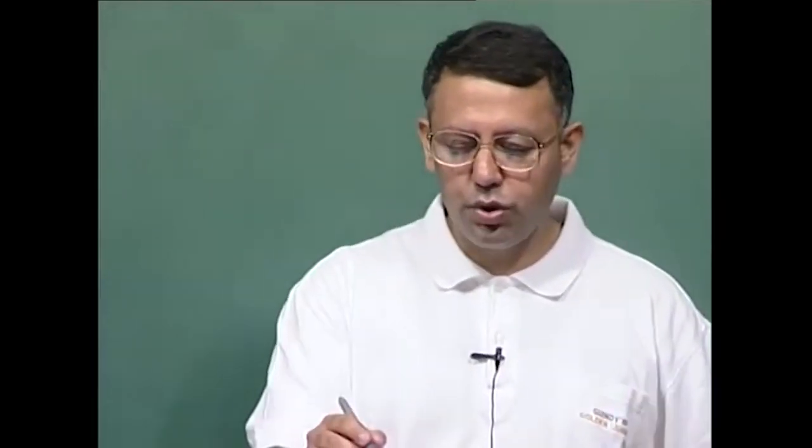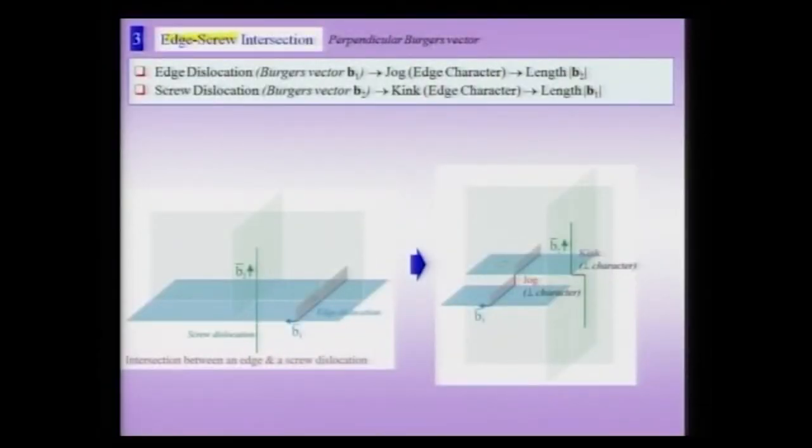Now, next we consider an edge-screw interaction, and in this case you have a screw dislocation which has a Burgers vector B2 and which has a dislocation line shown in green. The edge dislocation has an extra half plane shown in grey and has a Burgers vector B1. This is before the interaction, and after the interaction you can see that the edge dislocation develops a jog, and this jog has edge character, and this jog takes the edge dislocation from one blue plane to another blue plane, and the screw dislocation develops a kink which is again of edge character.